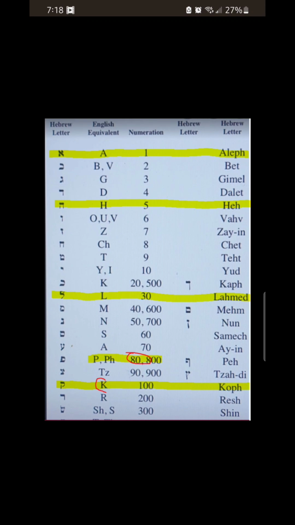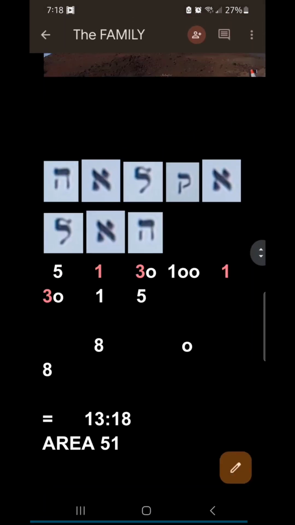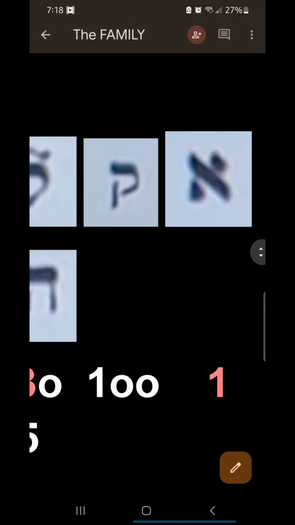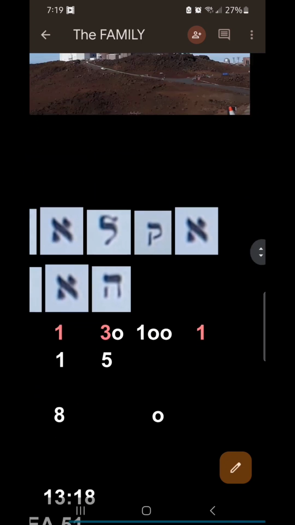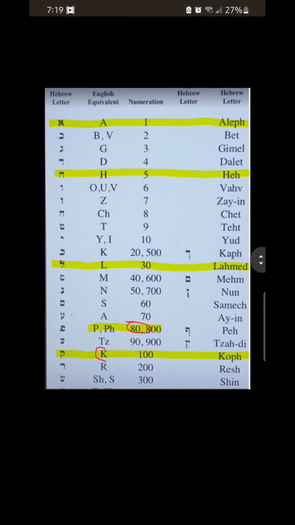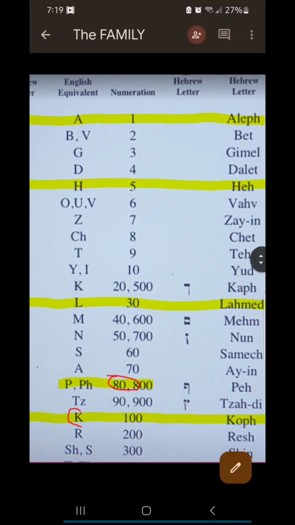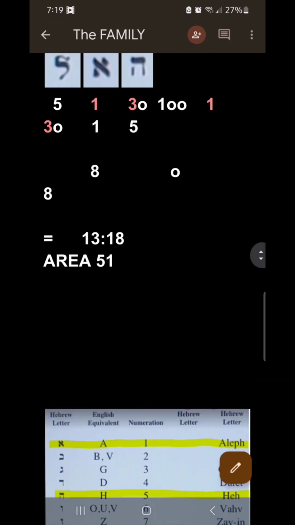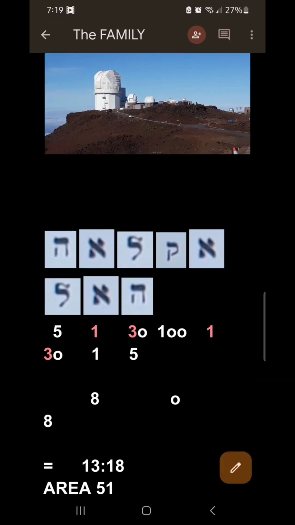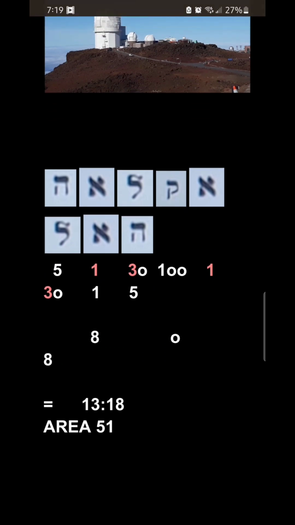The letters that are used to build the word Haleakala: Aleph, He, Lamed, and Kuf. Now, the Kuf is the one that looks like a P. However, down here, when you look at the letter that looks like a P, Pay, they don't use that because it's a Kuf, not a Pay. But the letter Pay is 80 or 800, which is also 808, which is part of the reason for the 808 here in the name.